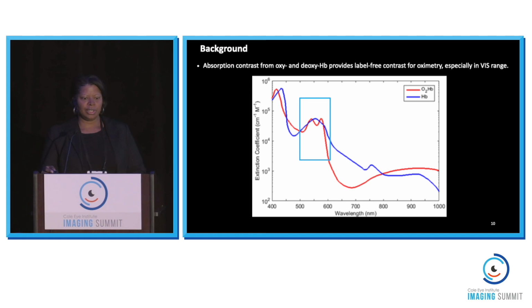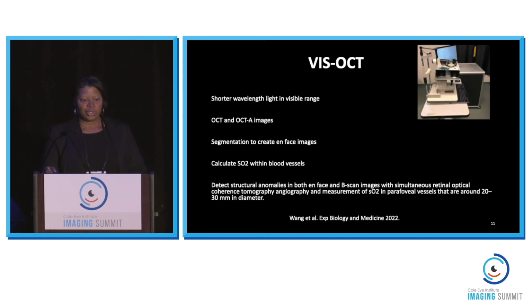The way it works is absorption contrast from oxygenated and deoxygenated hemoglobin provides contrast for the oximetry in the visible light range. So it is like a pulse ox, but we're doing it for the retina instead of like a pulse ox you have on your finger. The shorter wavelength light is in the visible range.